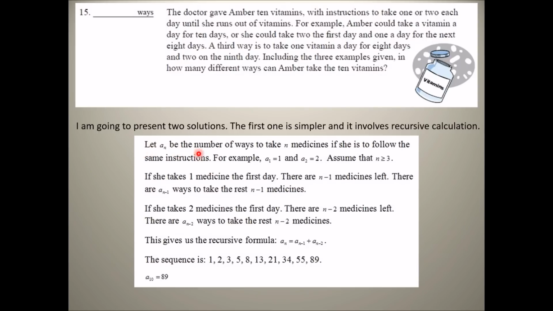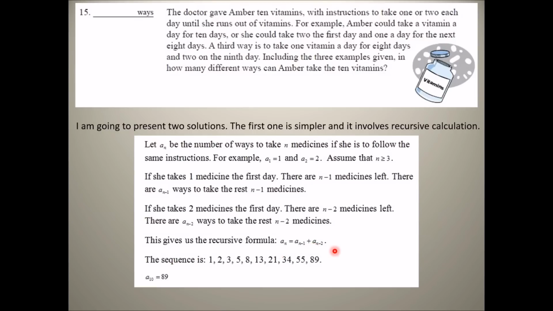So let an be the number of ways to take n medicines if she is to follow the same instructions. For example, a1 equals 1 and a2 equals 2. Assume that n is greater than or equal to 3. If she takes 1 medicine the first day, there are n minus 1 medicines left. There are a(n minus 1) ways to take the rest, n minus 1 medicines. If she takes 2 medicines the first day, there are n minus 2 medicines left. There are a(n minus 2) ways to take the rest, n minus 2 medicines. This gives us the recursive formula an equals a(n minus 1) plus a(n minus 2).